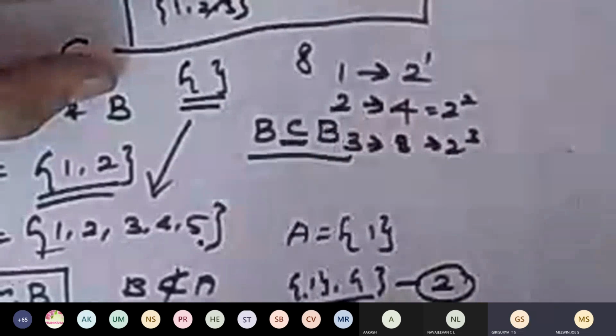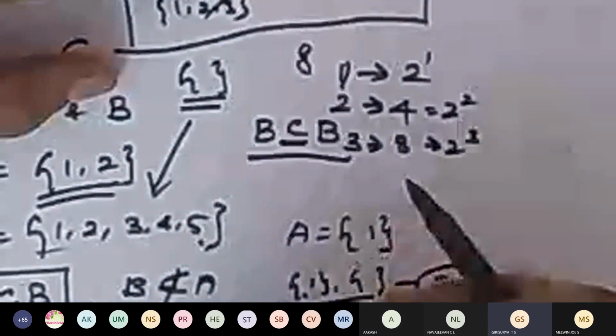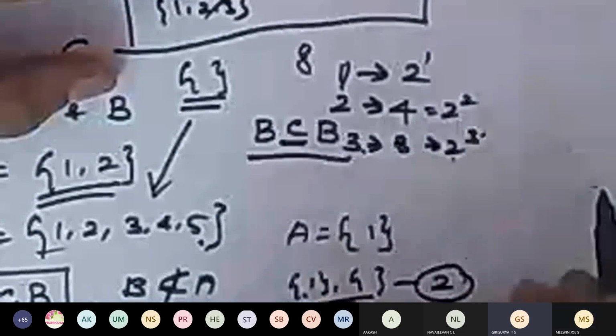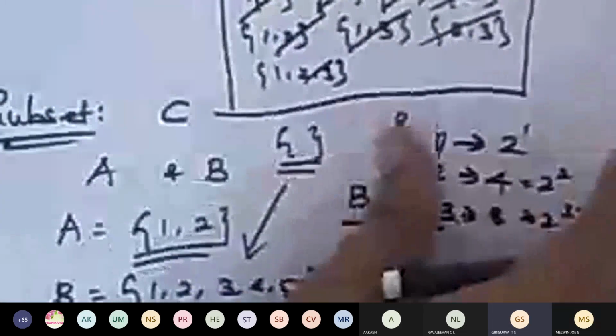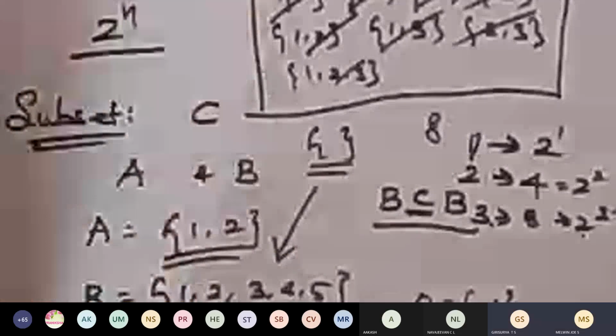Can you see any pattern here? 1 element: 2 power 1, which is 2. 2 elements: 2 power 2, which is 4. 3 elements: 2 power 3, which is 8. Now tell me, how many subsets are possible for any set in general form? 2 power n, where n is the number of elements.